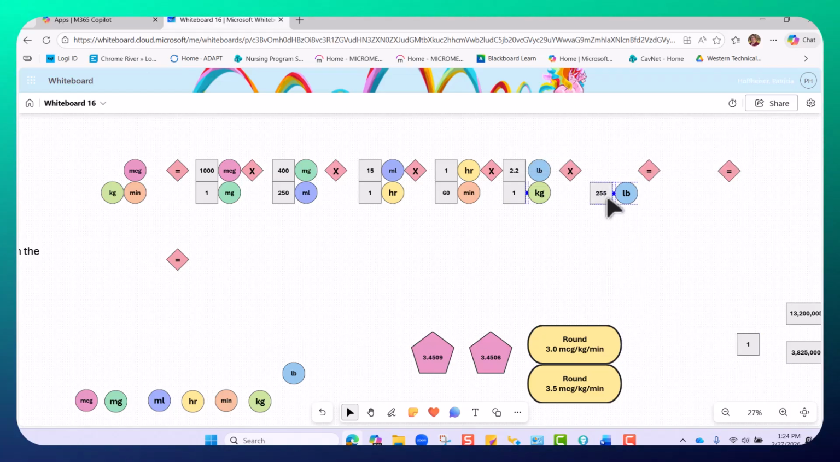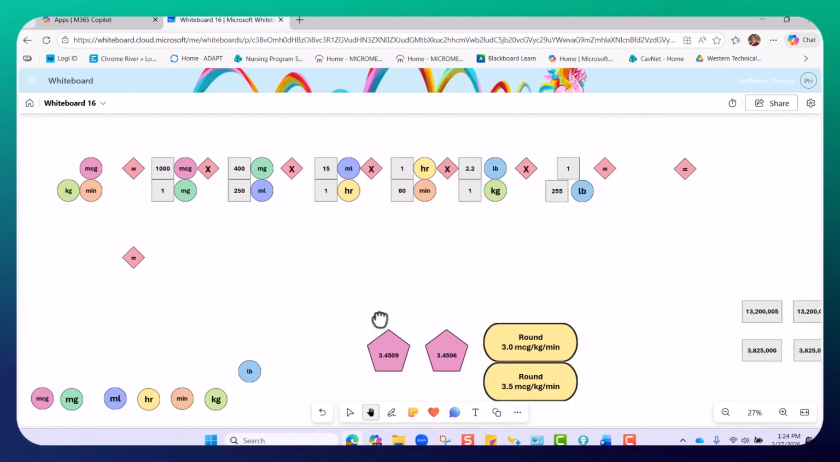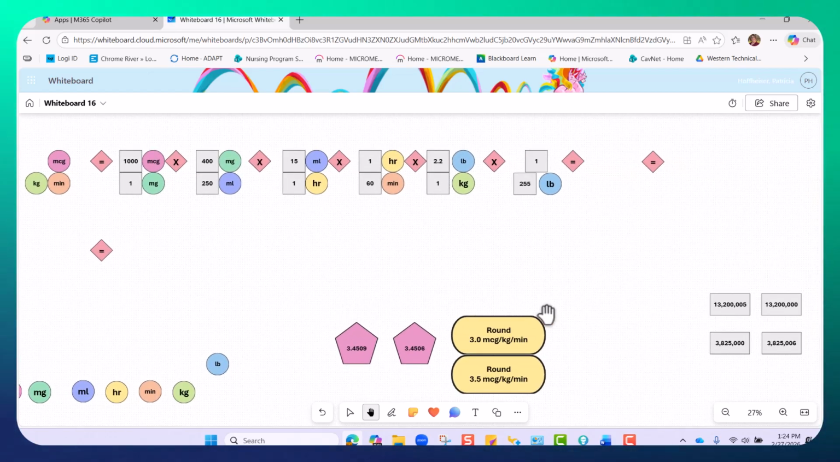Patient weighs 255 pounds, and there is an understood 1 on top of that. We do have them put that in so that they can keep themselves straight and get the pattern set up correctly. All right, let me move over just a little bit because I want to see this at the end.